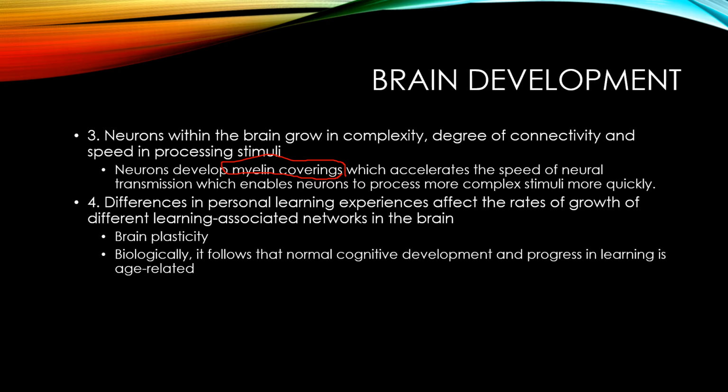The fourth and final one, differences in personal learning experiences also affect the rates of growth of different learning-associated networks in the brain. And this can be controlled by brain plasticity and also biologically. Some normal cognitive development and progress in learning is age-related and genetically related.